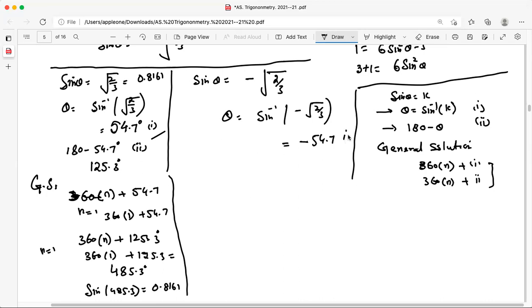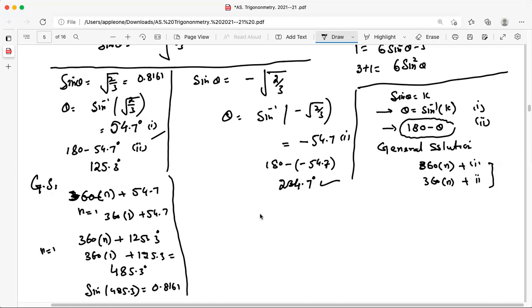Okay. Now, what is the second answer? The first answer is this. The second answer is 180 minus theta. See, that's the rule, I have told you the rule here. So 180 minus, minus 54.7, so the result is 234.7 degrees. I remember one more thing: always give the angle to one decimal place, not two decimal places. So the answer is this one.